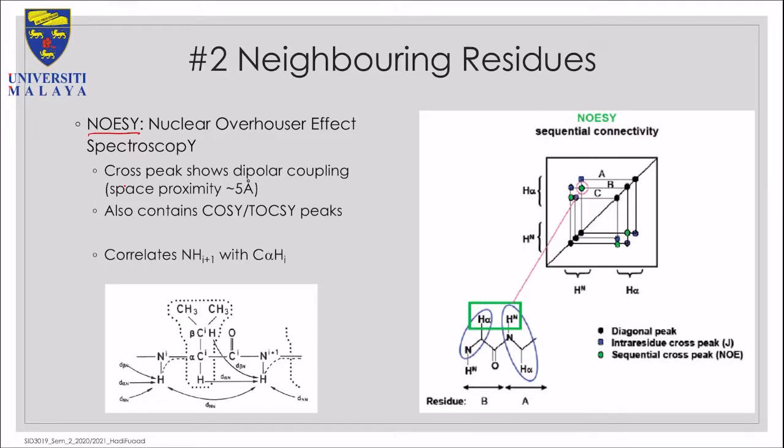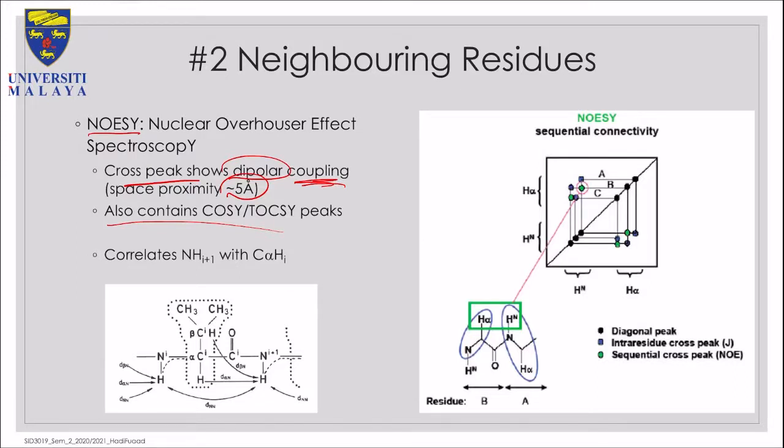What NOESY tells you is a cross peak showing a dipolar coupling, so space coupling, approximately less than 5 angstrom. Because of the dipolar coupling, you can also sometimes, not always, see the same peak overlapping from COSY and TOCSY. But of course, not all TOCSY peaks are available on NOESY, and not all NOESY peaks are available on TOCSY.